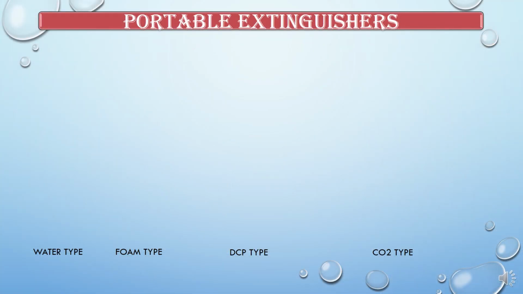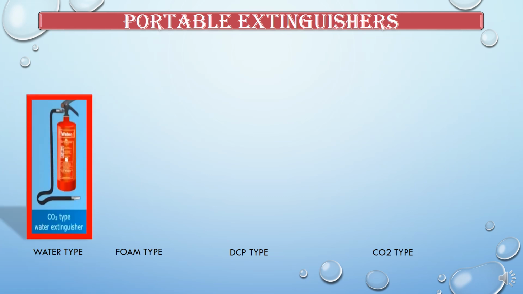Now you see here the water type. As you can see, this water type portable extinguisher, which is used on board ship basically for solid fires, is very useful. And this has the CO2 cartridge inside. We have to puncture it, and this will be aimed at the fire seat, and this is going to extinguish the fire. Okay, so this is water type. We will see the details in the coming slides.